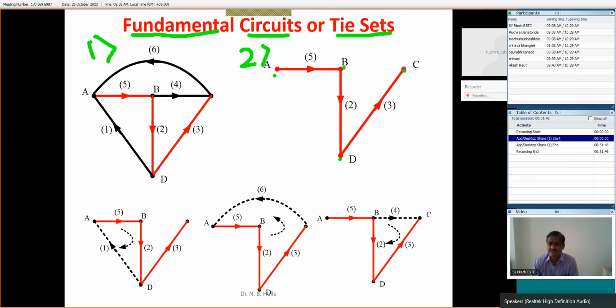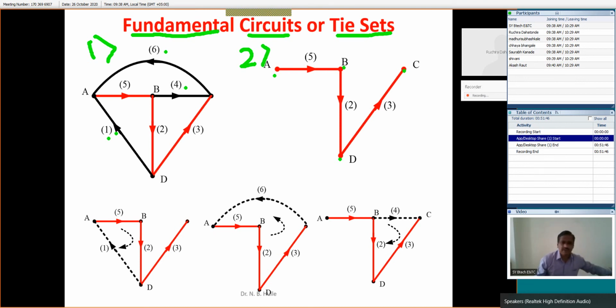Is it right? And what is the number of tree branches? The number of tree branches is n minus 1, where n is the number of nodes. You see, in this particular case, 1, 2, 3, 4, we have 4 nodes. 4 minus 1 is equal to 3. So we will have 3 tree branches. Then, what is the number of tie sets, or what is a tie set? Now here, branch number 1, branch number 4, and branch number 6, these 3 branches are the co-tree branches. Are you getting me? Now what we are doing is placing one co-tree branch at a time.